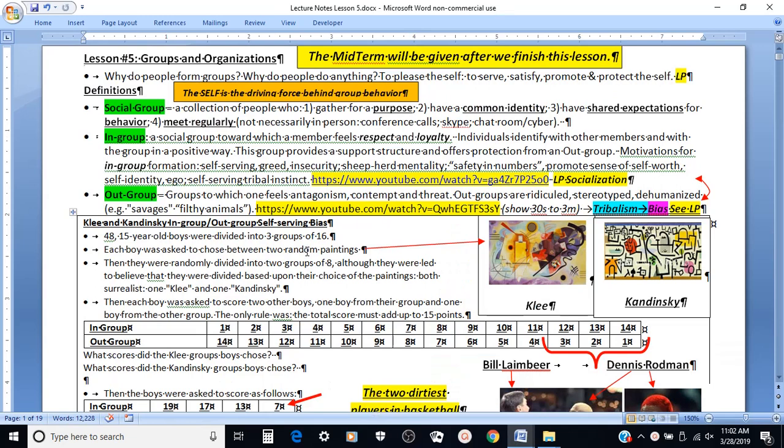All right, so groups. We talked about the basic characteristics of a group. We talked about the difference between in-group versus out-group and how that leads to biases, and how biases are natural. The self-serving biases, which can be both natural and extreme and based on nothing.